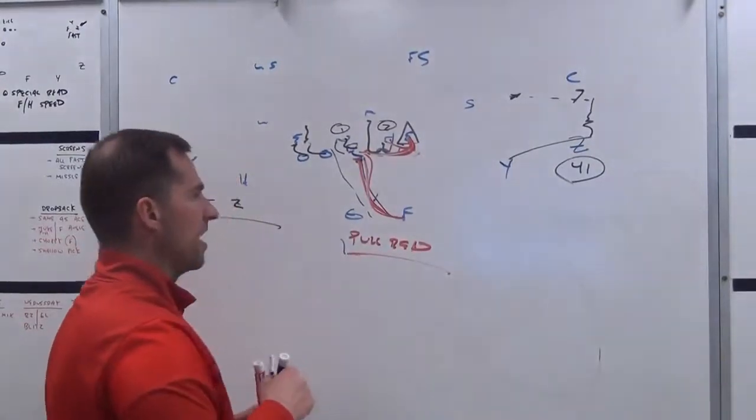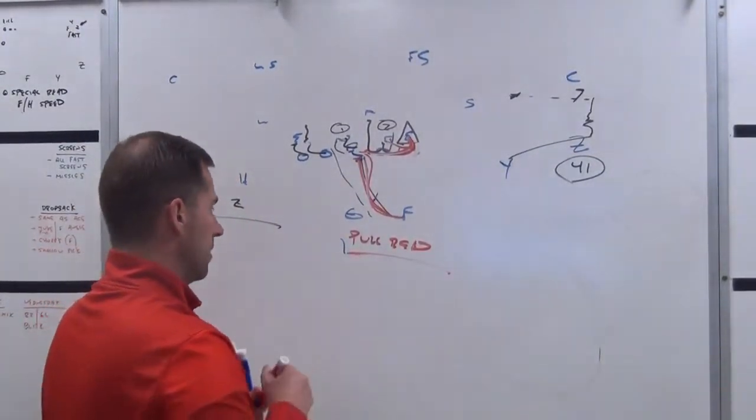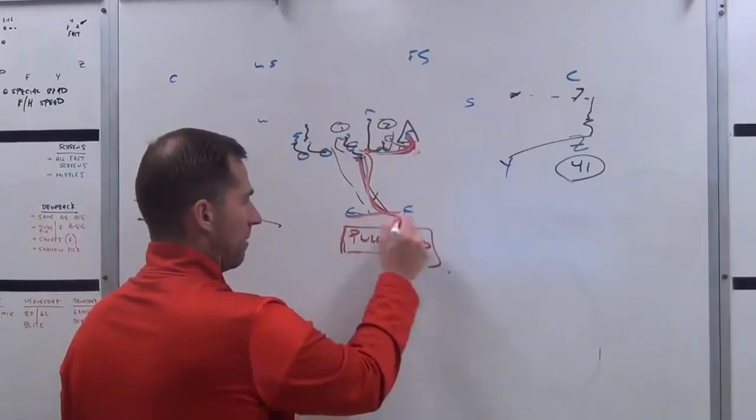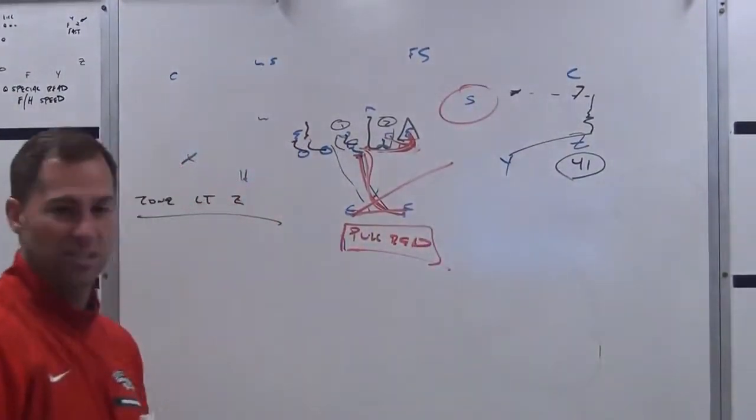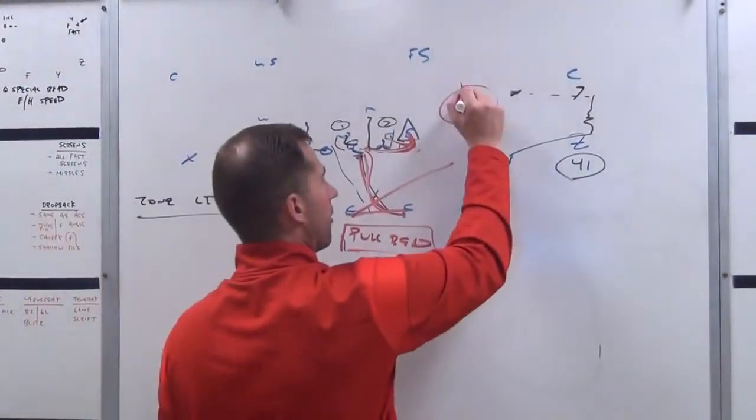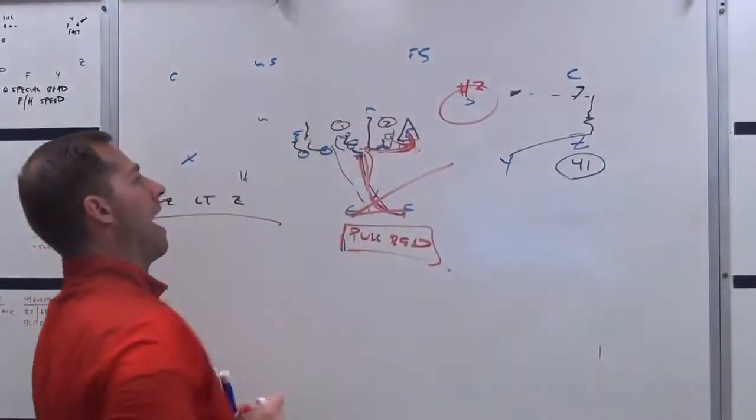Now, his second read, he's going to keep it, and he's taking the ball flat down the line, and now his eyes go to the number 2 defender, the Sam or Will linebacker.